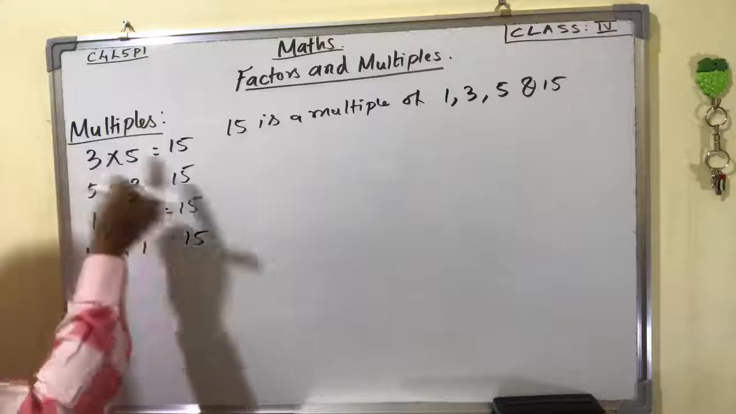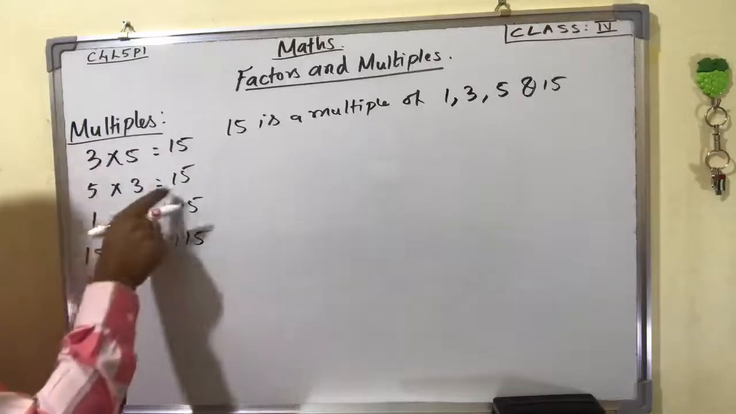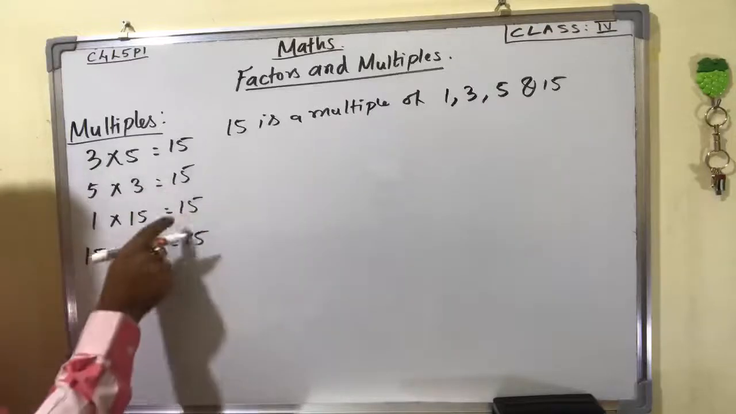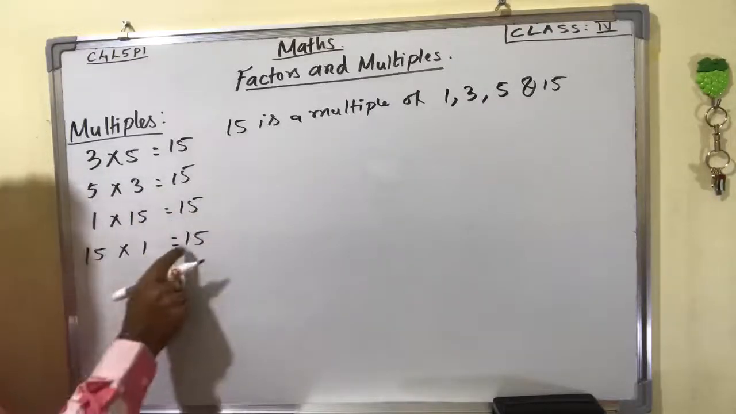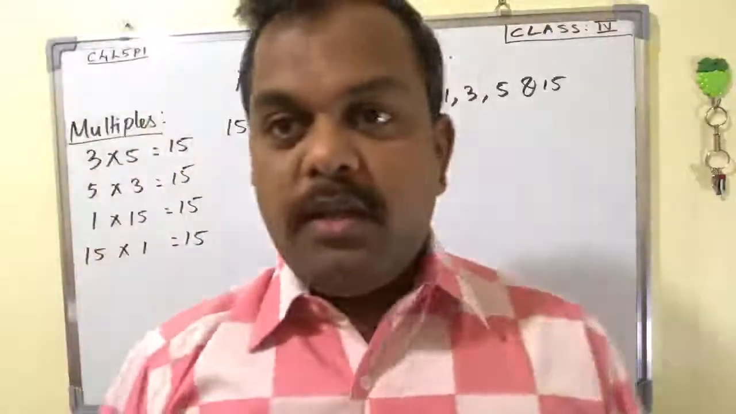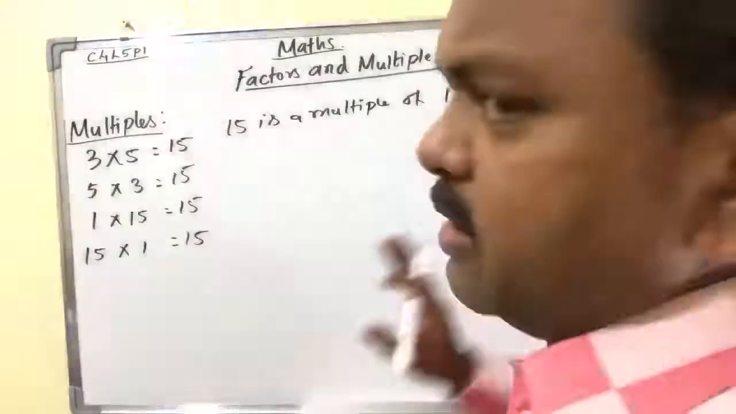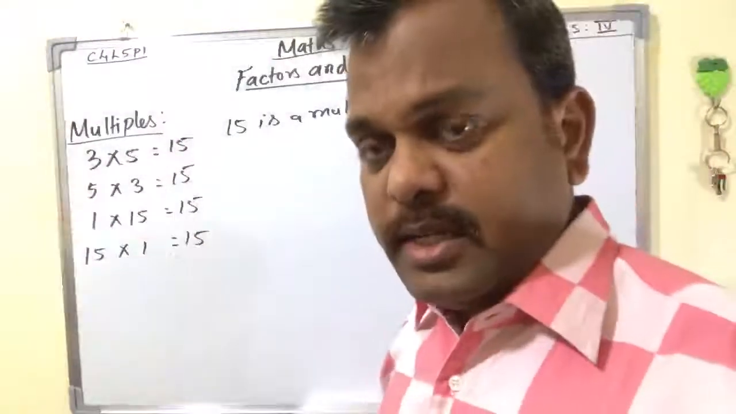3 5s are 15. We can say like this: 15 is a multiple of 3 and 5. 15 is a multiple of 5 and 3. 15 is a multiple of 1 and 15. 15 is a multiple of 15 and 1. So 15 is a multiple of 1, 3, 5 and 15. Like that we can get more examples.